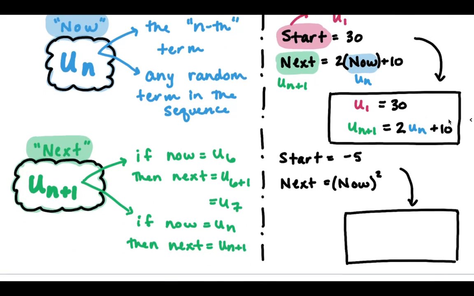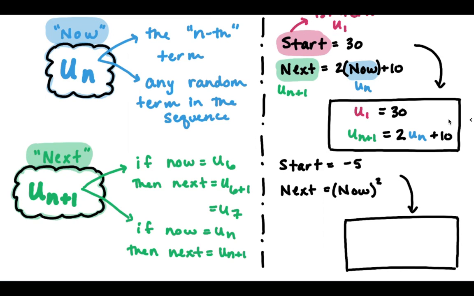Okay, let's try one more for these notes. So same idea, we're going to keep everything in our formula the same, except we're going to replace these informal words with our formal symbols. So start equals -5. That's saying the first term is -5, and our symbol for the first term is u sub 1. So the first thing in our formula will be u sub 1 equals -5. That's our symbolic way of saying the first term is -5.